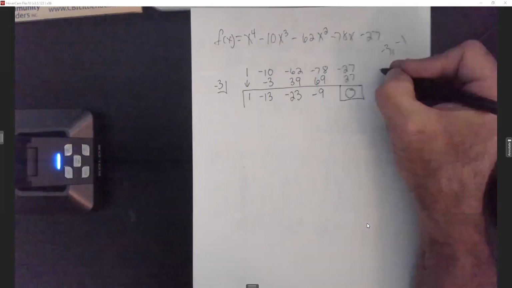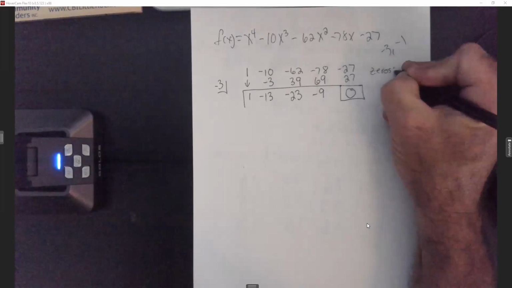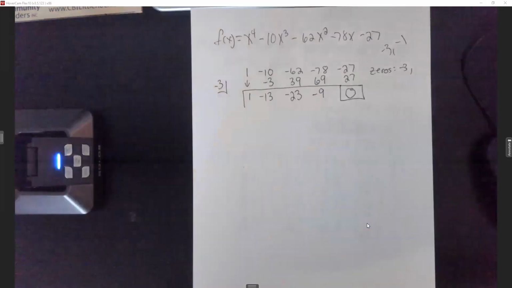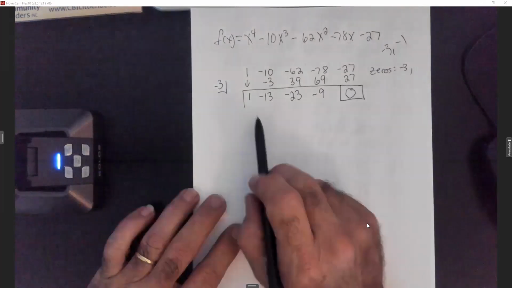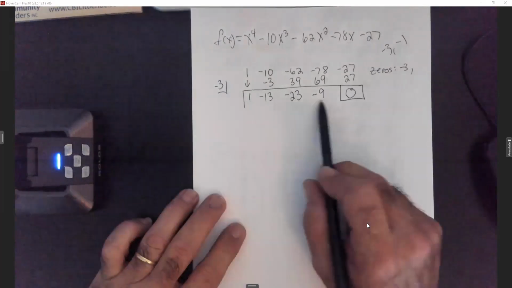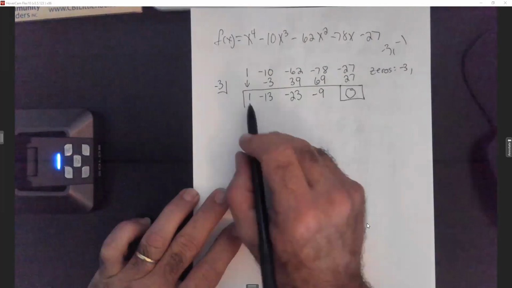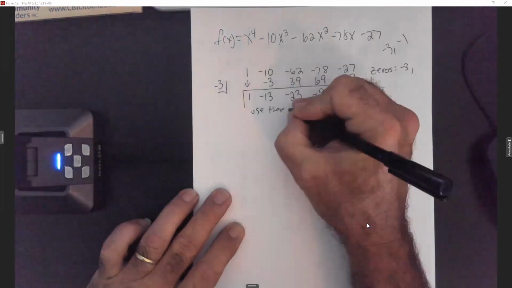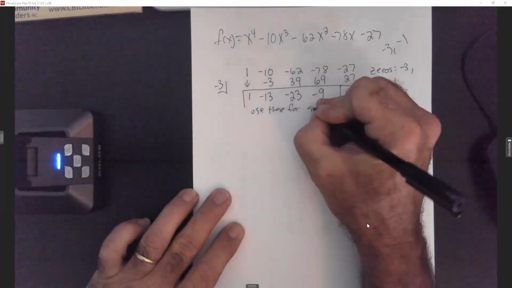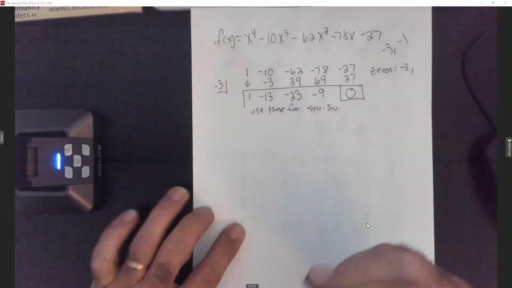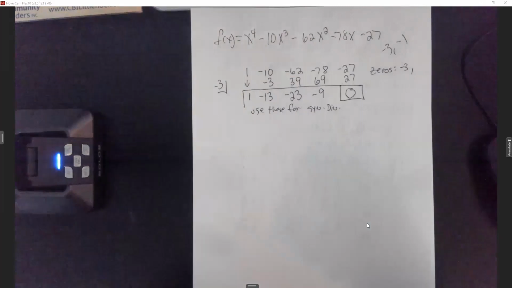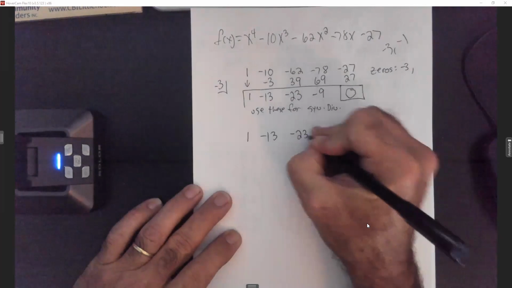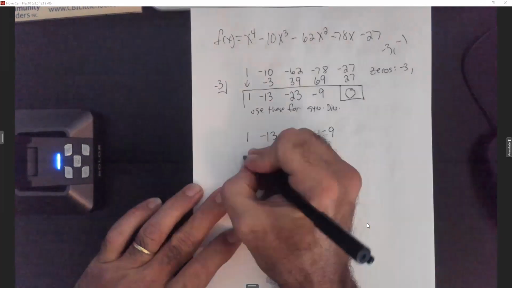So I'm going to write my zeros. So I got -3 so far. So now we're going to use these coefficients now. Remember, I still got 4 numbers. So I'm going to use these coefficients for my next synthetic division. Cannot use that quad till I got it down to 3. So we got a 1, -13, -23, -9. Draw my box.